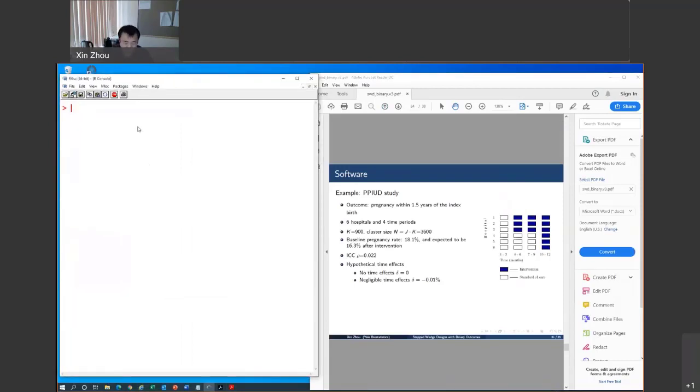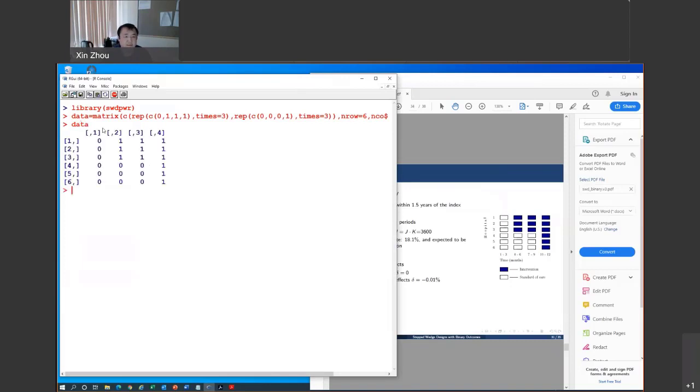The first step is to load the library, that's IWD-PWR. If the library is not installed in R, you need to use this command to install the package into R. It's very simple, just follow the instructions. Since I already installed the package, I skip this step. Then we load the library, and for the design matrix, we just use this command to get the design matrix, so that the data shows 6 clusters and 4 periods.